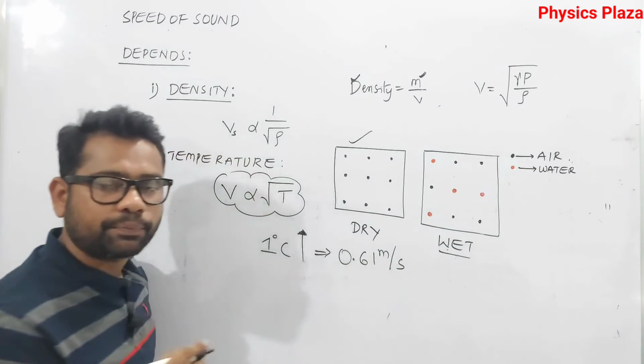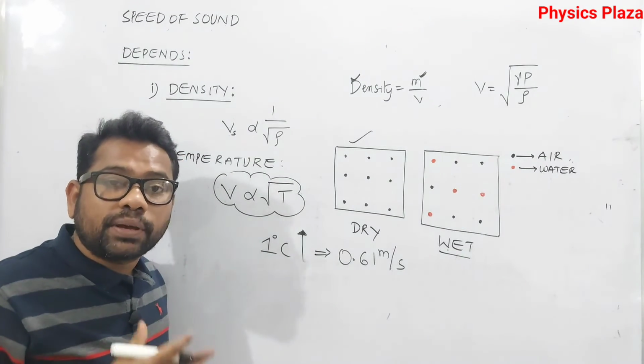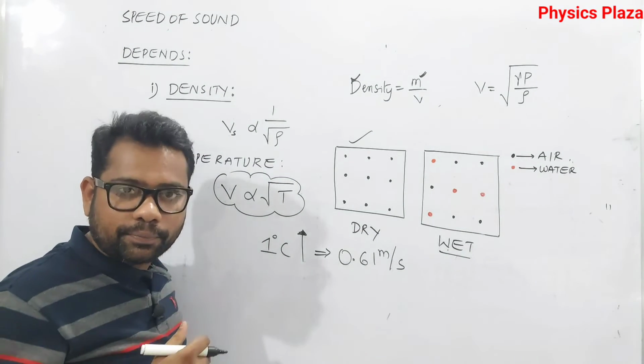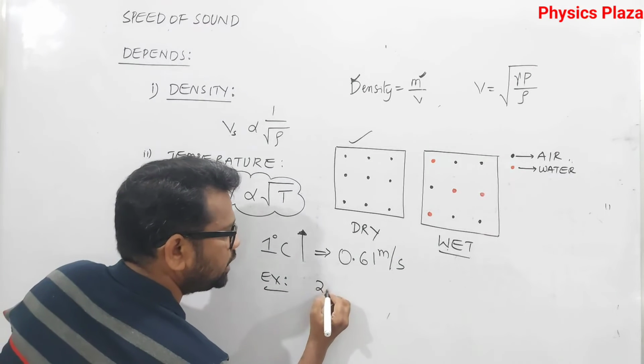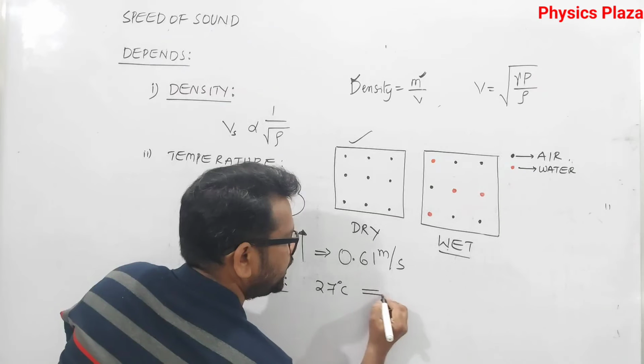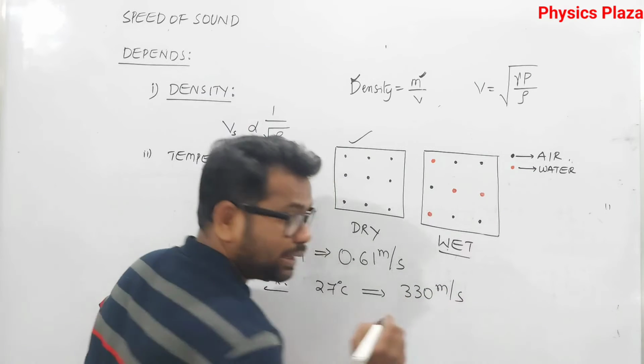Children, very, very important. For every 1 degree Celsius rise in temperature, the speed of the sound is increased by 0.61 meter per second. For example, at 27 degrees Celsius, the speed of the sound is 330 meter per second. Children, I'm just taking this as an example, not exact.